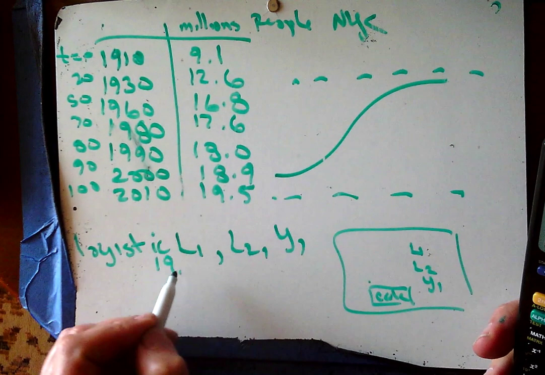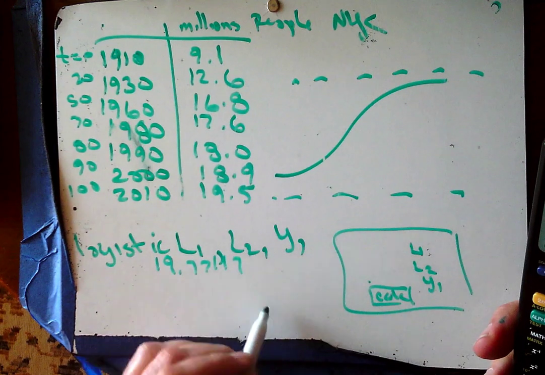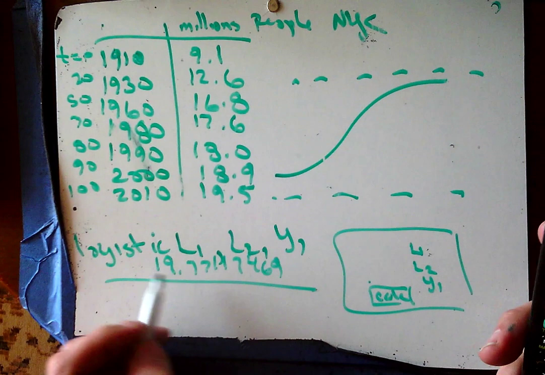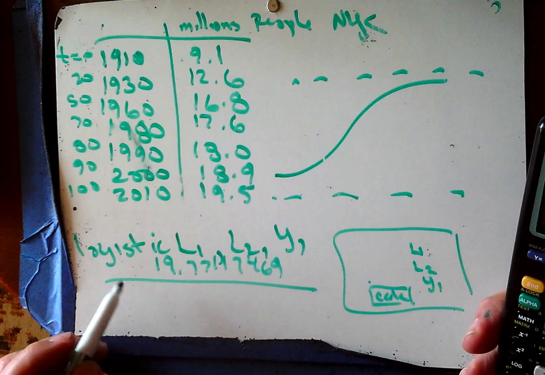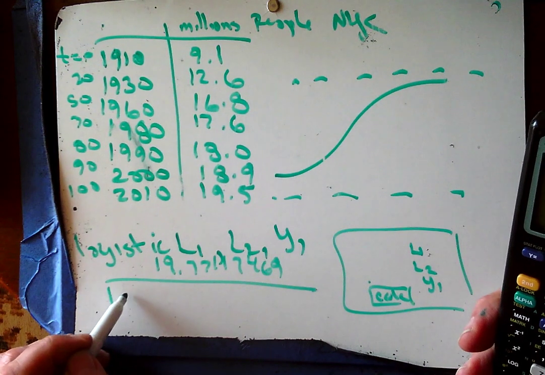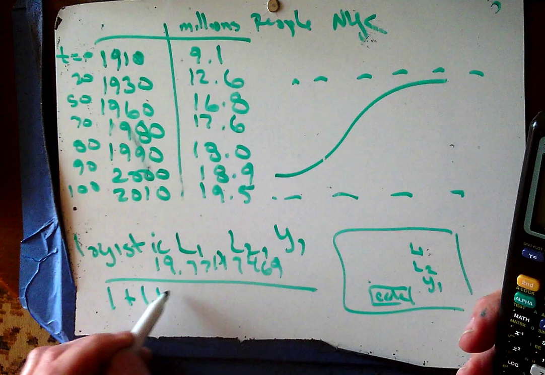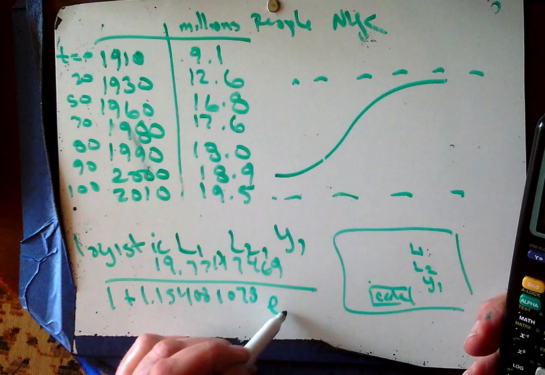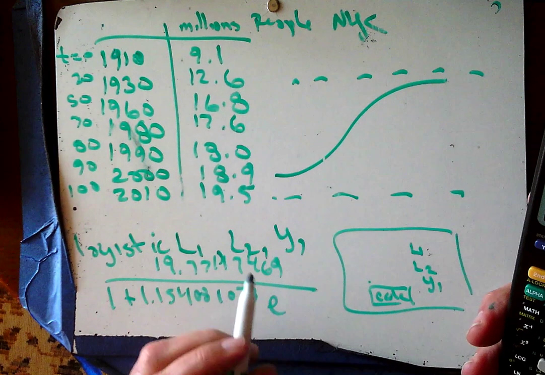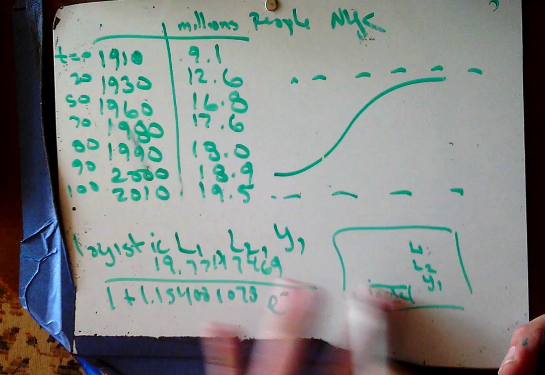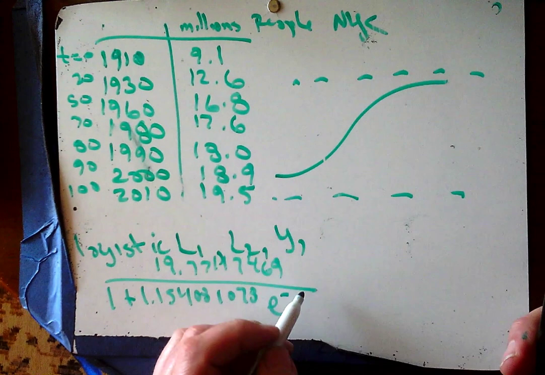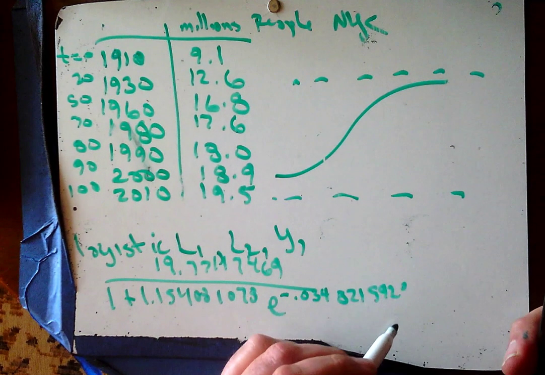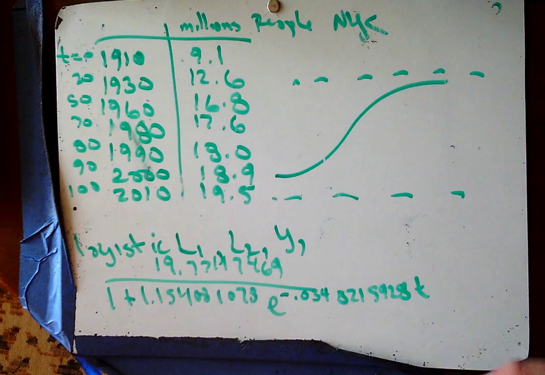So I've got 19.77117469. That's my carrying capacity, less than 20 million people. And then we've got 1 plus 1.154081078 e to the negative 0.034821592 t. So there's my model.